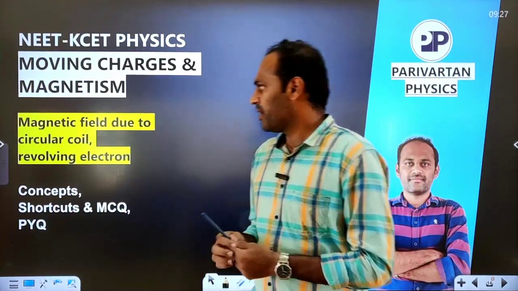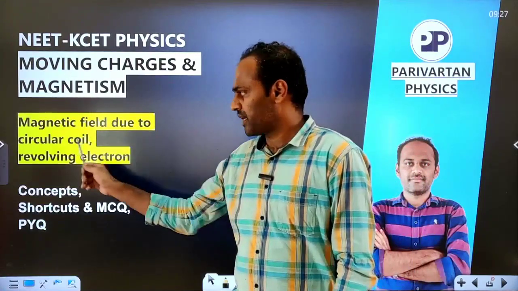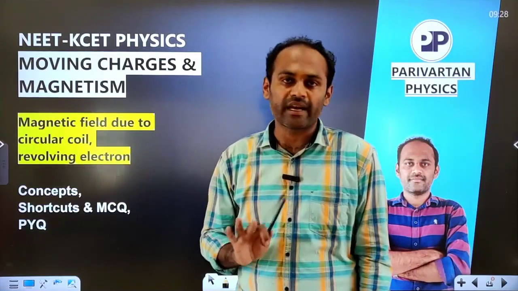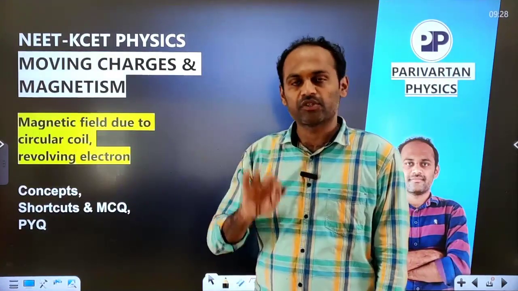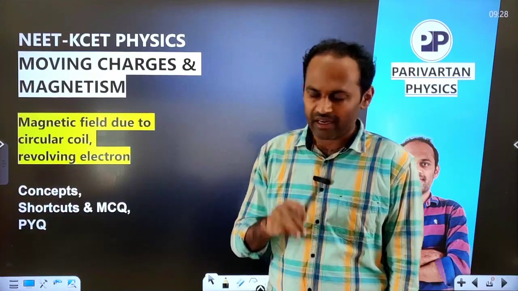So in today's video, we'll see the concept of magnetic field due to a circular coil as well as a revolving electron. So these concepts as well as some shortcuts related to these concepts we'll see, and we'll solve some MCQs on these concepts, right? Okay, let us continue.